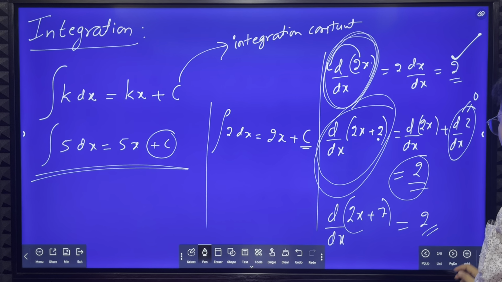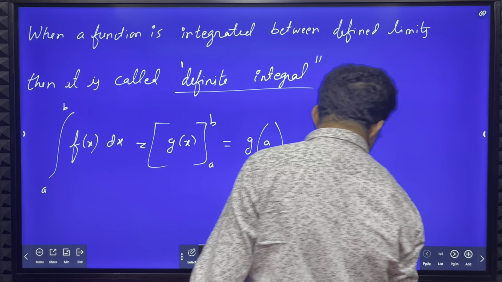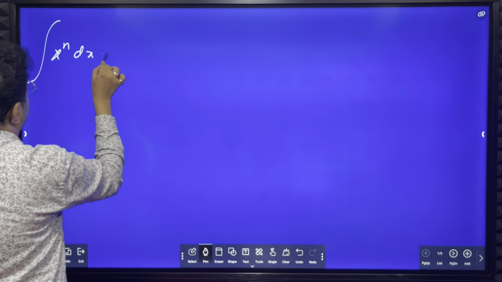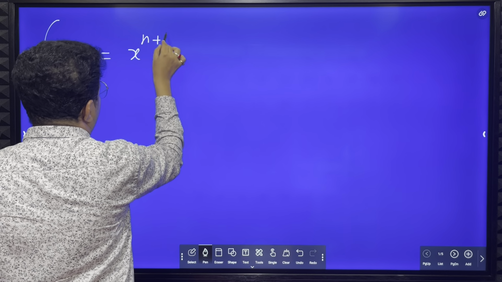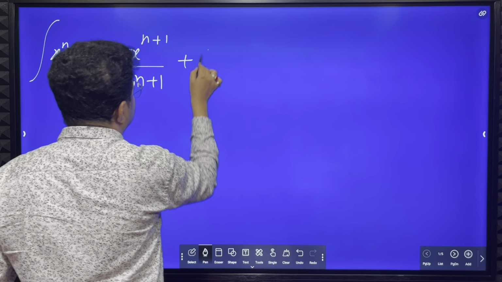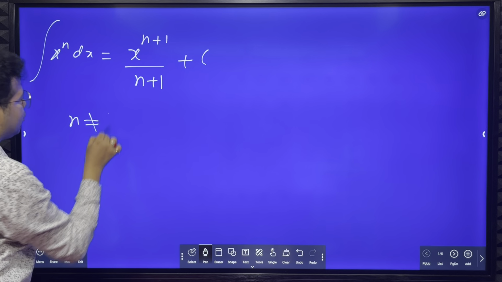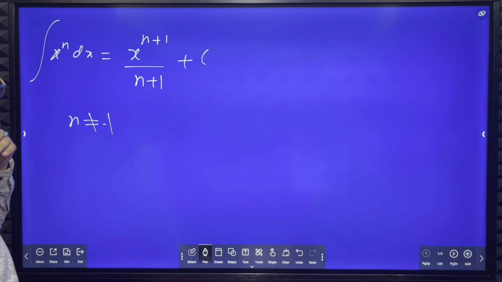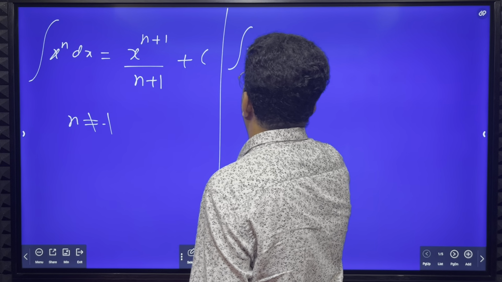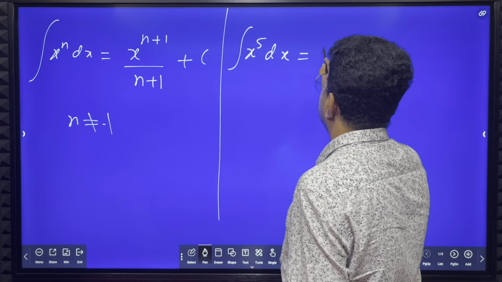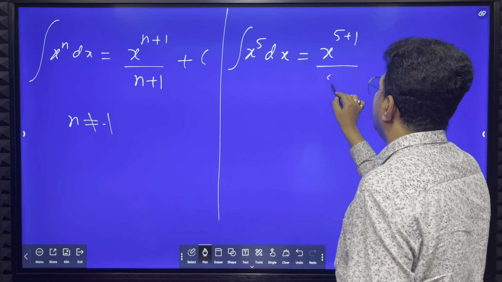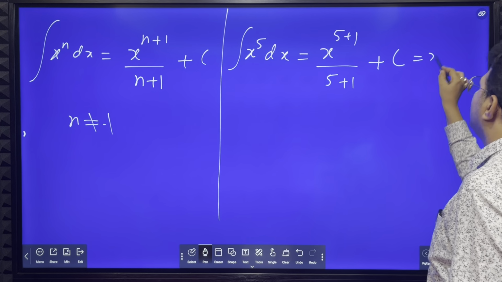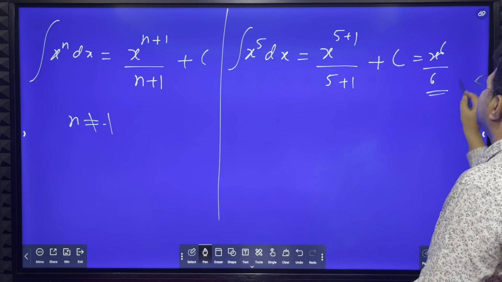Now, the next formula that we use is integration of x power n with respect to x is equal to x power n plus 1 divided by n plus 1, plus c, provided n is not equal to minus 1. We will see what it is. One example: integration of x power 5 with respect to x is equal to x power 5 plus 1 divided by 5 plus 1, plus c. This is equal to x power 6 divided by 6 plus c.